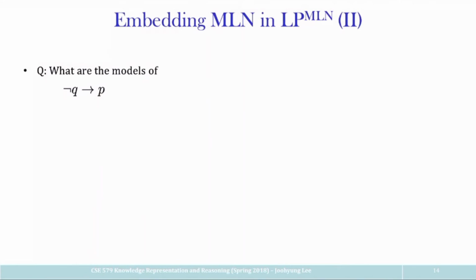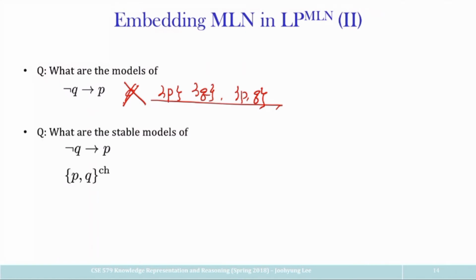Okay. So when P is true, this is true. When only Q is true, that's also true. PQ is true, that's also true. The only thing that cannot be is the empty set. Empty set means Q is false and P is false. That means true implies false. So this is not the case. So there are 3 interpretations that are models. Okay? The exam is coming next week, so you better remind yourself.